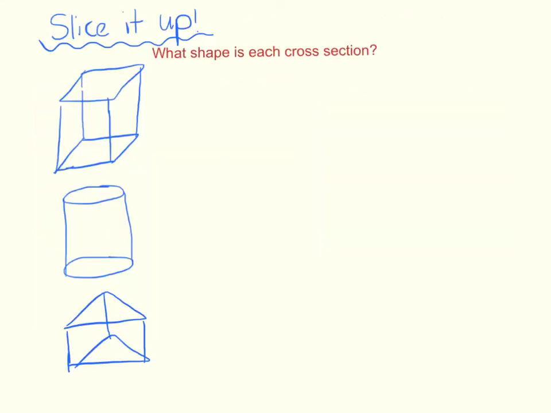We're going to start off with this idea of slicing it up. If I took this rectangular prism, this cylinder, or this triangular prism, and I started to cut out pieces of it, what shape would a cross-section be? So I'm going to go ahead and take a red pen here, and I'm going to draw what would be a cross-section. What shape would that be? Well, if this is a rectangular prism, then one of the cross-sections would be a rectangle.